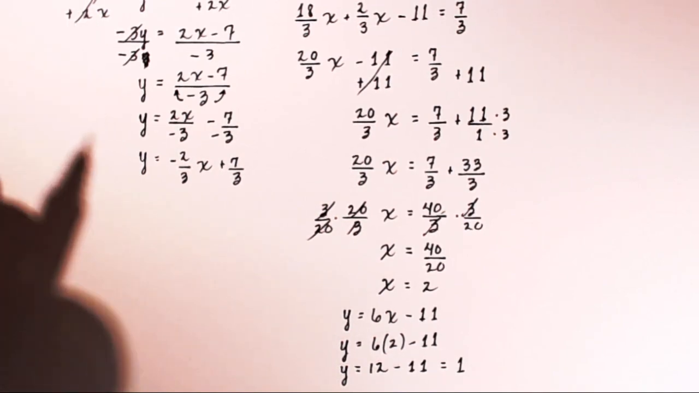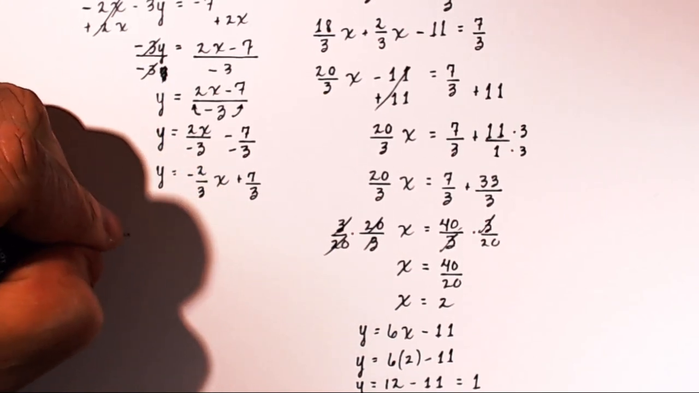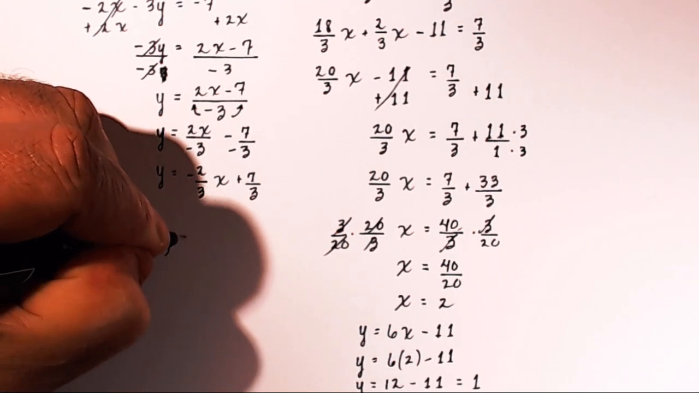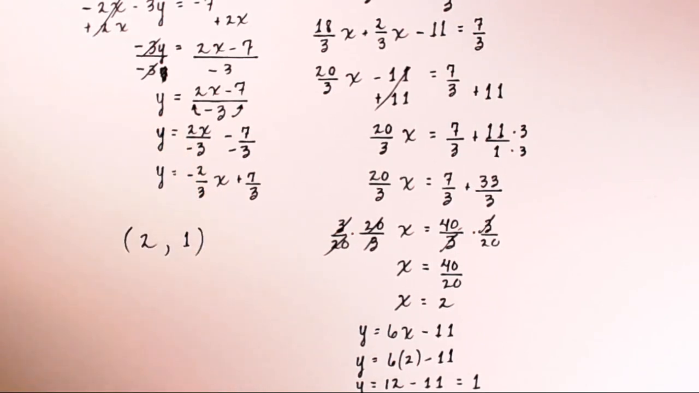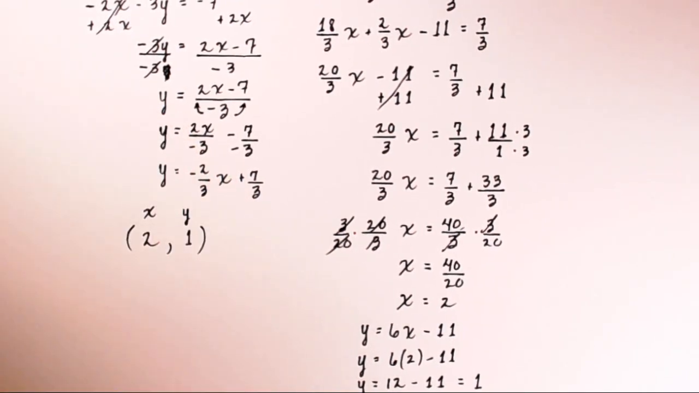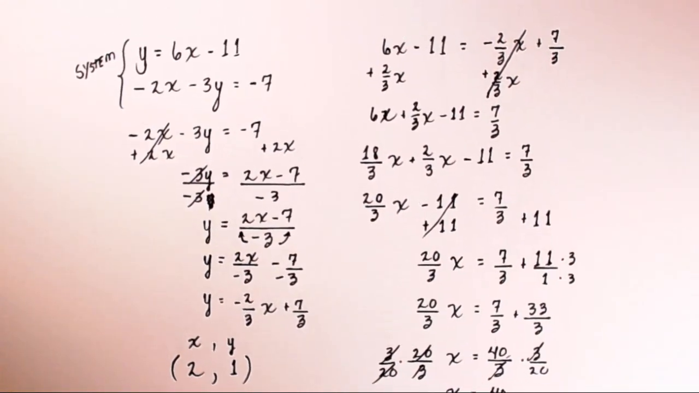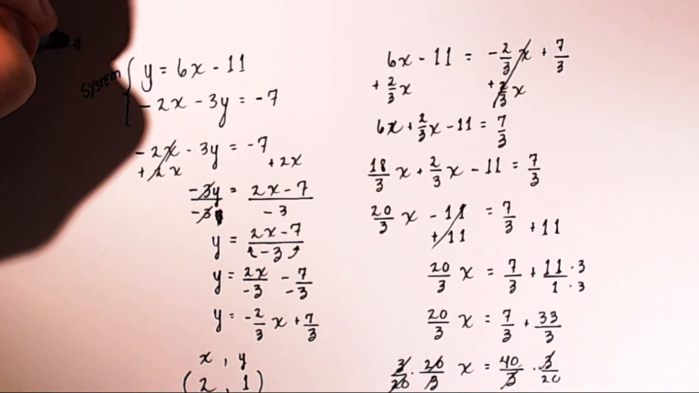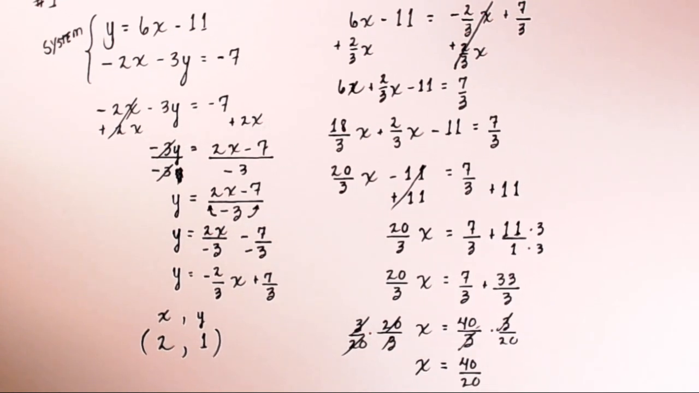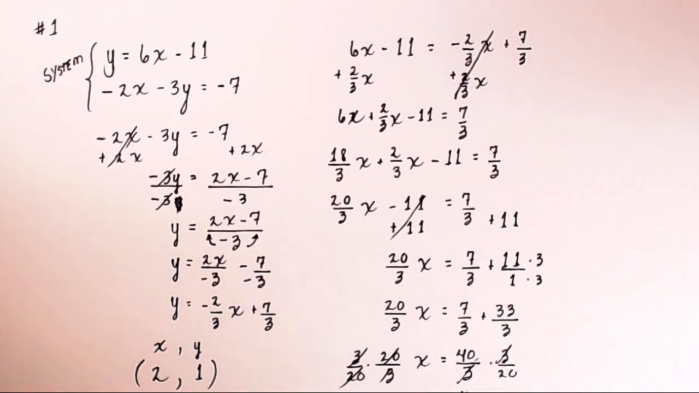That means that the solution to this system of equations, x comma y, is the x value I found of 2 and the y value I found of 1. X comma y. Okay? And that's how you solve number 1. This is number 1. Okay, so once you get that done, you can move on to number 2.